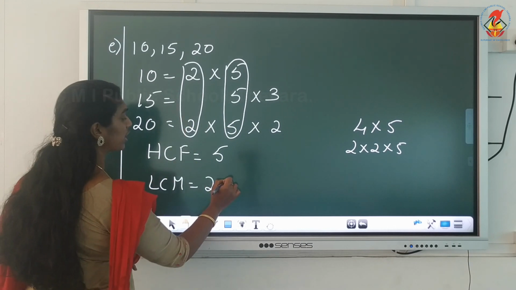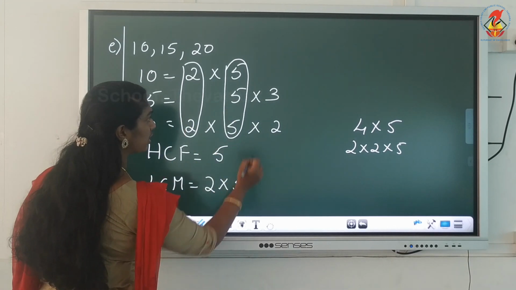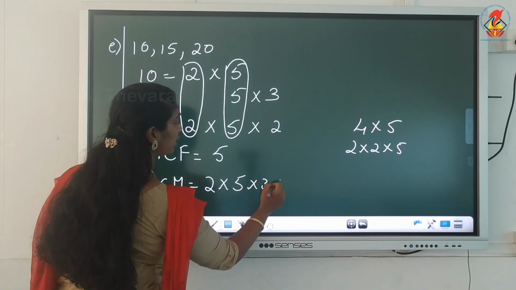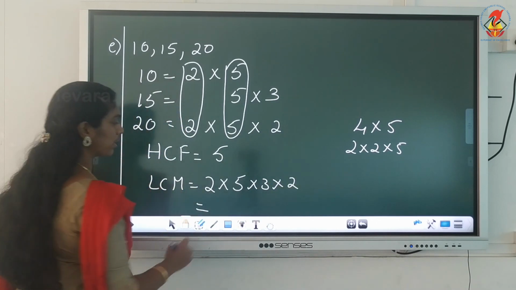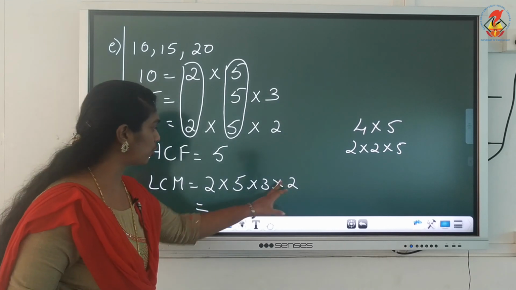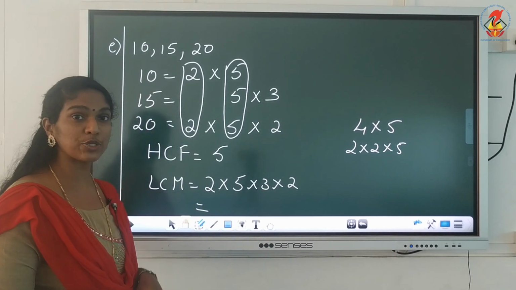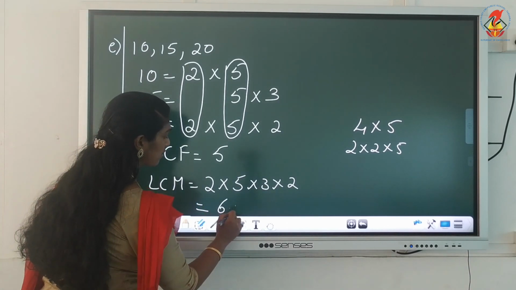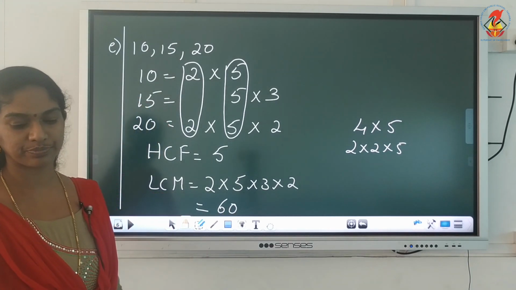I take 1 from here, I take 1 from here, and what is left over? 3 into 2. So you multiply what you get. 2 into 5 is 10. 2 into 3 is 6. So 6 into 10, what do you get? You get the LCM as 60.